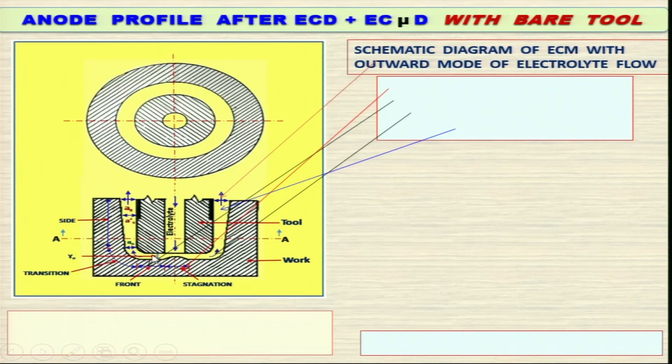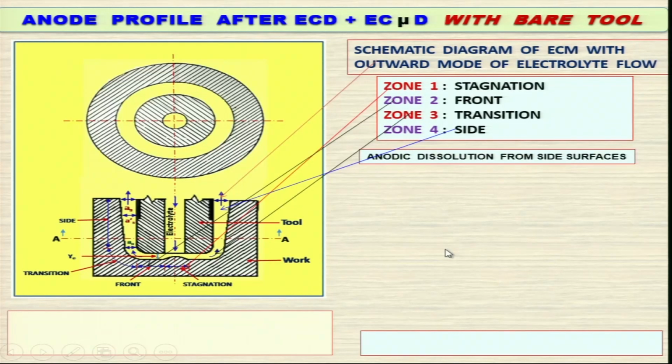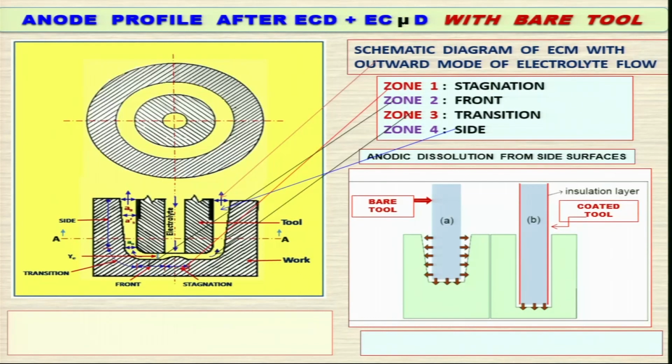This is the stagnation zone, this is the front zone, this is the transition zone, this is the side zone. Zone 1 is stagnation, zone 2 is front, zone 3 is transition, and zone 4 is the side. So, this is the stagnation zone, this is the front zone, this is the transition zone, and this is the side zone. Anodic dissolution from side surfaces. Now, as I mentioned earlier, if it is a completely bare tool, you can see this is the kind of tapered workpiece you are going to get, and if it is a coated tool, then you are going to get straight sides of the drilled hole. So, here it is partially coated and this is bare over there.